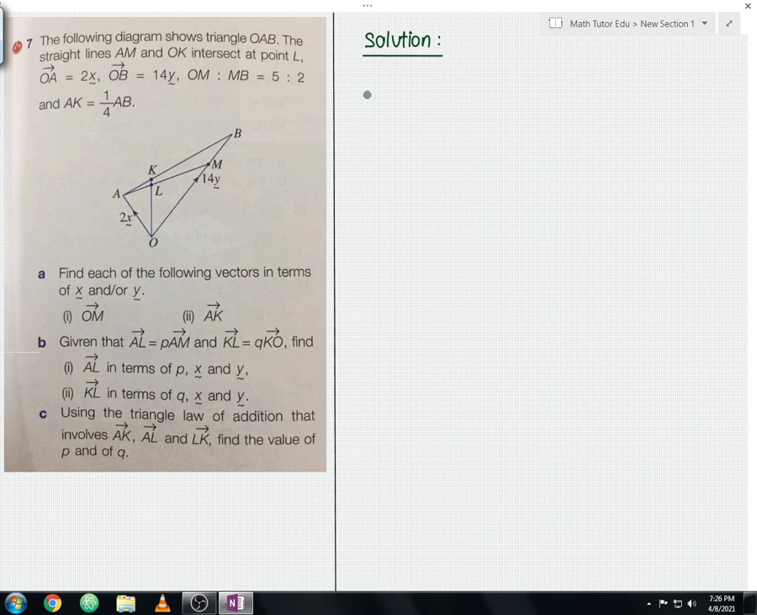Let us begin our discussion for the question A part 1, where we require to find the vector OM in terms of component X and component Y. So take a look at the diagram over here. This is the part that we need to find the vector OM. This is the point O and this is the point M. You might be thinking we can just write the 14y straight away. By the way, this 14y is actually representing the vector OB, not vector OM, guys. So please don't get confused.